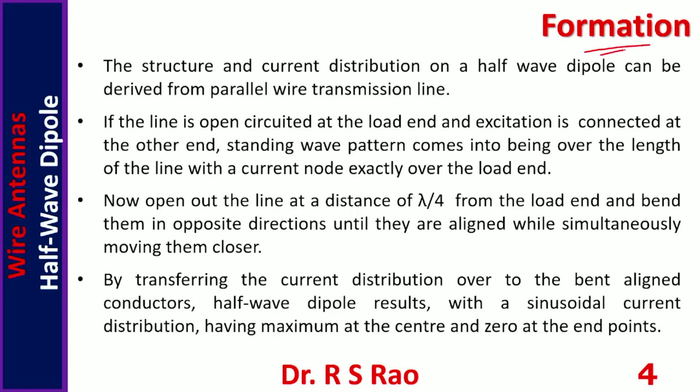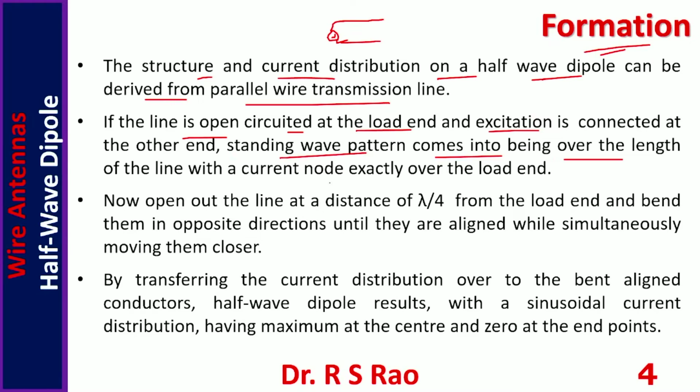A few points regarding formation. The structure and current distribution on a half-wave dipole can be derived from a parallel wire transmission line. This is a parallel wire transmission line. Two conductors are there. If the line is open circuited at the load end, here open circuited, and excitation is connected to the other end, this side excitation, a standing wave pattern comes into being over the length of the line with a current node exactly over the load end. This is the load end, it is open, therefore current is 0. So a current node exists here.